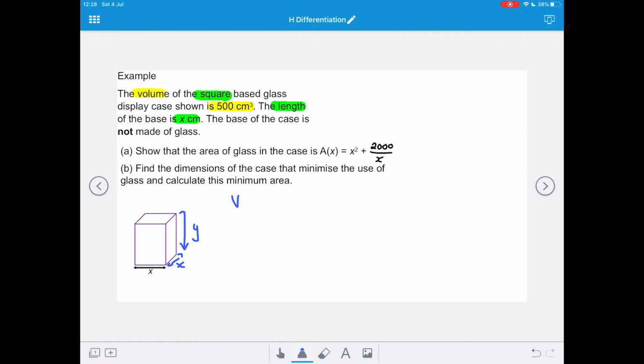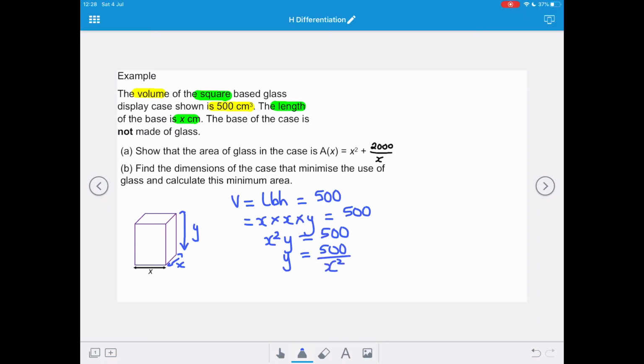So now that we've got the dimensions of the cuboid, we know that V equals LBH, and that equals 500 cubic centimeters. And we're going to substitute in our variables. So we have V equals x multiplied by x multiplied by y equals 500. So that gives us x squared y equals 500, and expressing the height y in terms of x, we get y equals 500 over x squared.